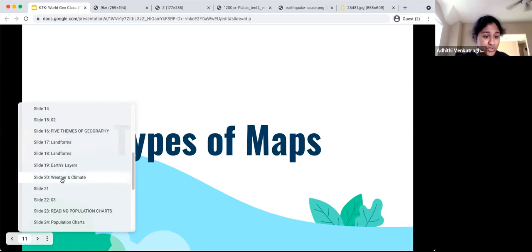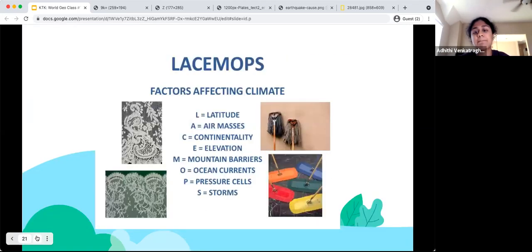So let's go back to weather and climate. Air masses are also important. There are air currents, which we're not going to go over right now, but air currents do affect these things. Continentality, which is the different continents and the plate tectonics of the area. Elevation. The absolute top of a mountain is going to be much colder than the lower area, and you can see that in areas such as the Himalayas.